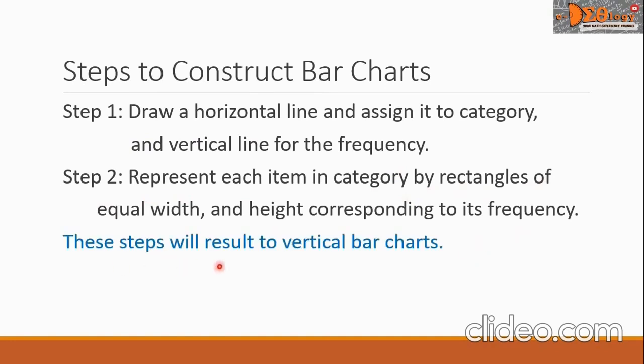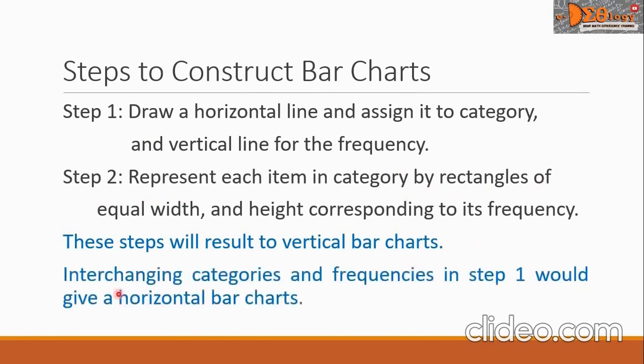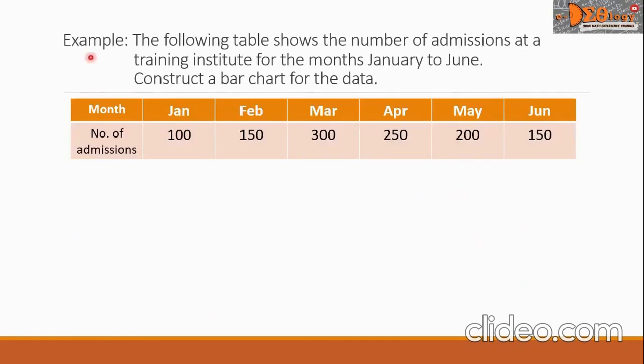These steps will result in vertical bar charts. Interchanging categories and frequencies in step 1 would give a horizontal bar chart. Let's have an example. The following table shows the number of admissions at a training institute for the months January to June. Construct a bar chart for the data.